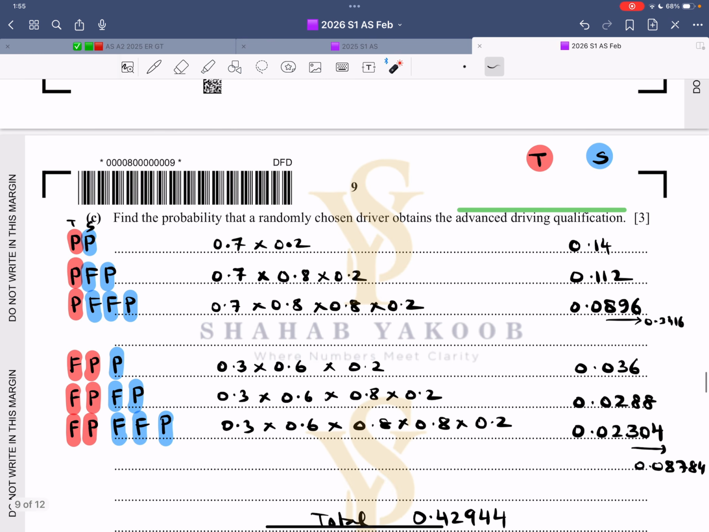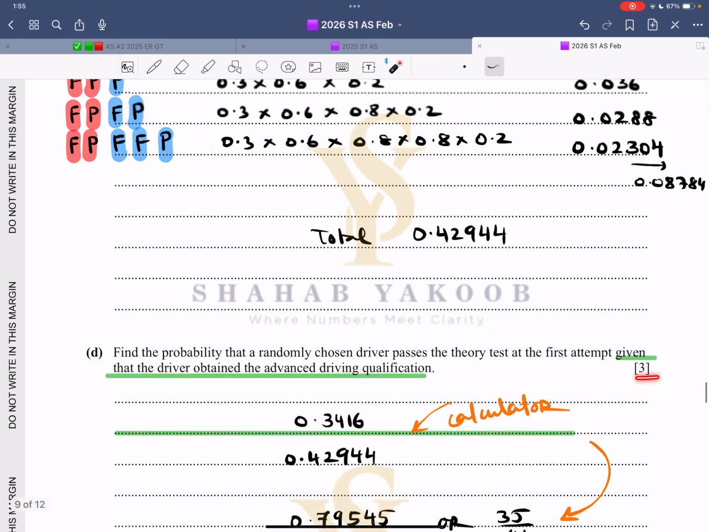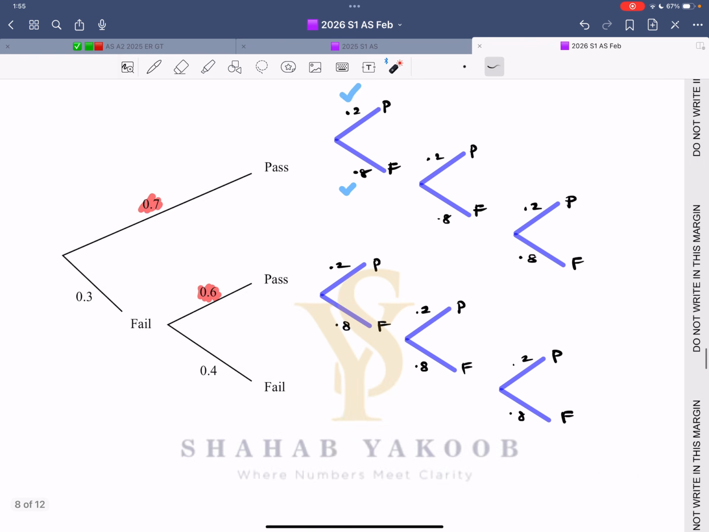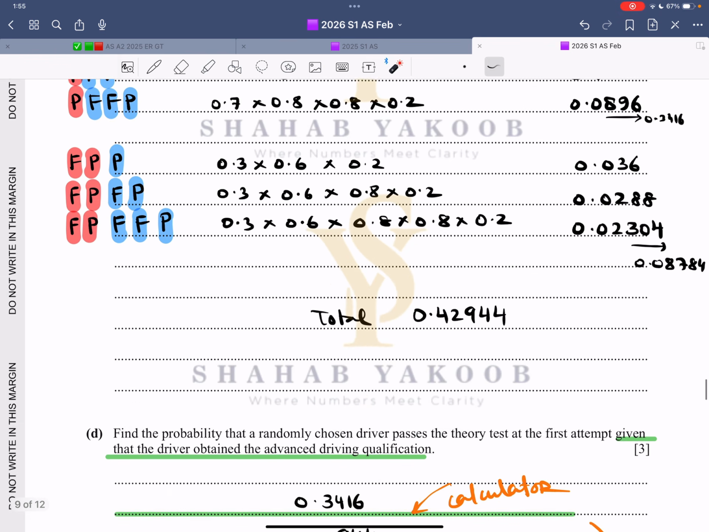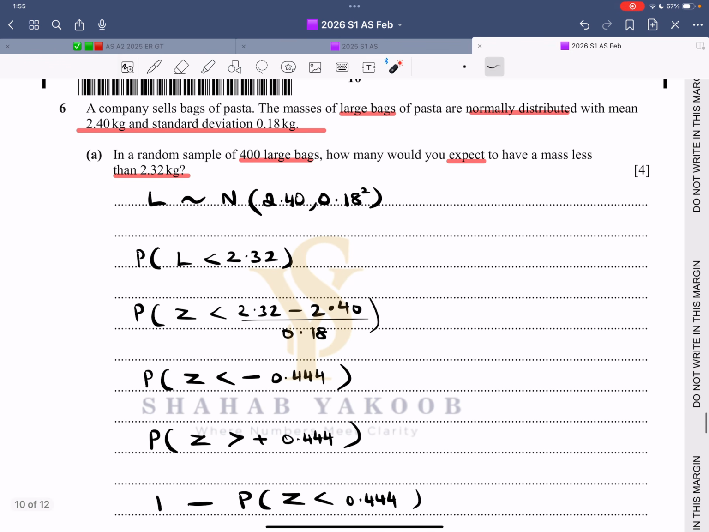How many marks was this? Not that much. 3 mark, 3 mark. And then the tree diagram was 2 mark. This one was 1 mark. So altogether 9 marks. Question number 6.